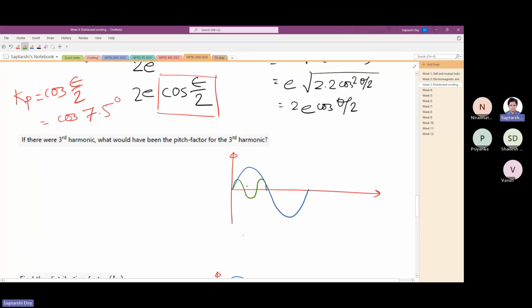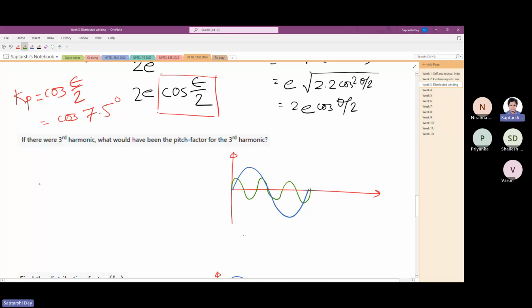So here it completes 1.5 cycle, another 1.5 cycle. Let me draw it. Like this. So now the question is, what would have been the pitch factor for the third harmonic? Let us see if we can find out.